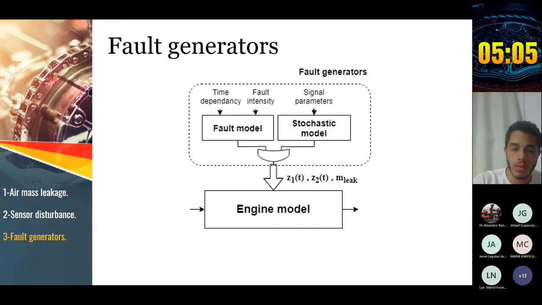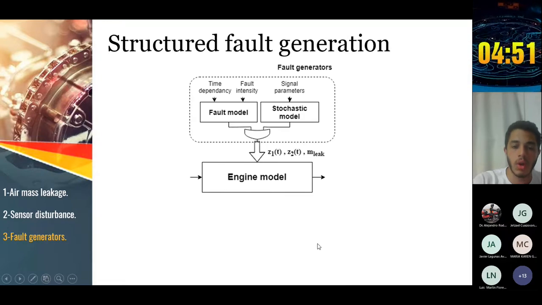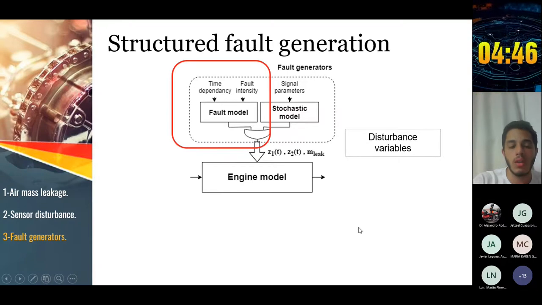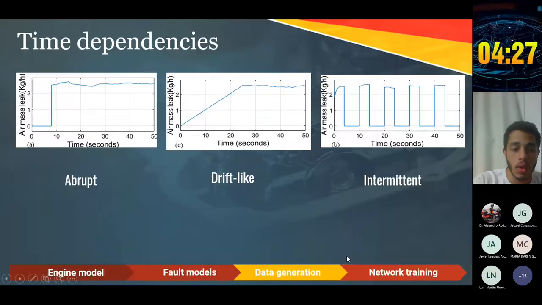In order to induce these faults into the engine model, a fault generator block is constructed, which can determine the disturbance variables in two different ways. First, by using the previously discussed fault models, we can determine the behavior of the faults by identifying a certain fault in intensity and time dependency. The intensity of the fault is determined by giving a value to each of the effective diameter, or Z1 and Z2, expressing the sensor disturbances.